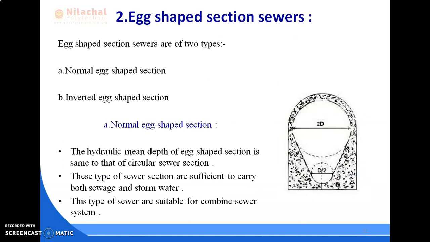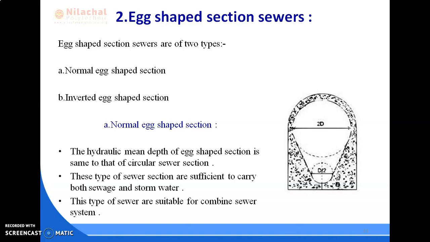These egg-shaped section sewers are of two types: number 1, normal egg-shaped section, and number 2, inverted egg-shaped section. First, the normal egg-shaped section. The hydraulic mean depth of the egg-shaped section is the same as that of the circular sewer section. This type of sewer section is sufficient to carry both sewage and storm water. So this type of sewer is suitable for a combined sewer system. Normal egg-shaped section sewers are basically used for combined sewerage system.